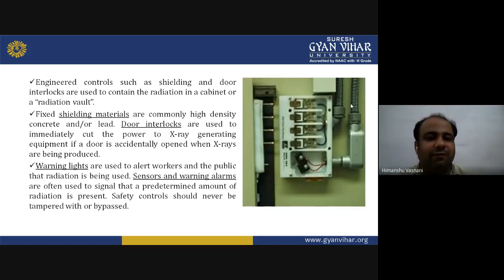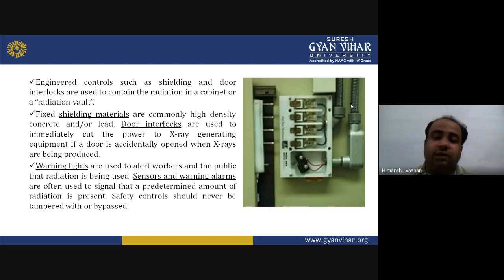See how they have tried to control the X-ray so that it doesn't cause any damage. So warning lights are there. Warning lights are used to alert workers and the public that radiation is being used. So this is also good. Now sensors and warning alarms are often used to signal that a predetermined amount of radiation is present. Safety controls should never be tampered with or bypassed.